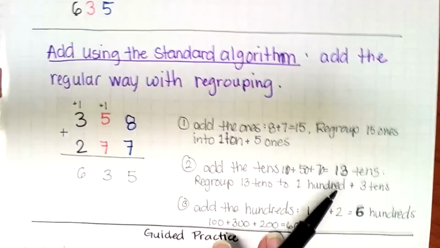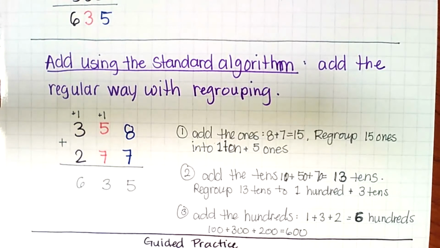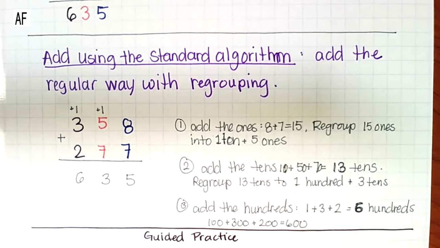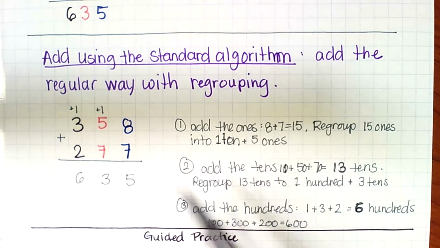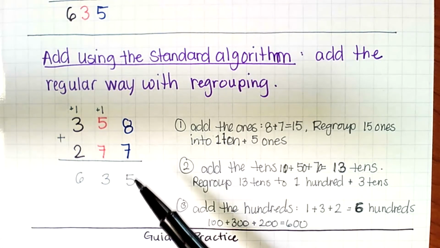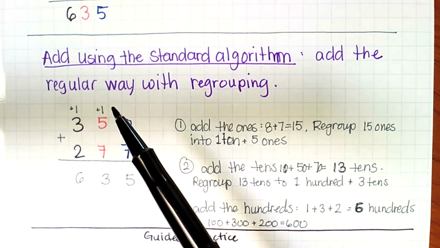Now, the standard way of doing it, which is what's going to make the most sense later, is by regrouping. And we do that by adding each place value one at a time. So 8 plus 7 is 15. So that's a 5 in the ones place. 15 has a 5 in the ones place and a 1 in the tens place.